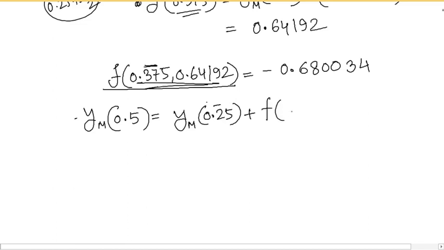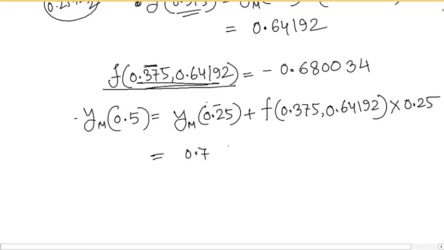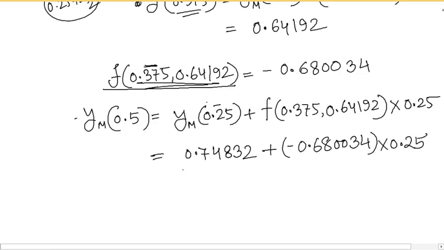So this will be 0.375 comma 0.64192 multiplied by h, that is 0.25. So 0.74832 minus 0.680034 multiplied by 0.25, which will be equal to 0.57832312.